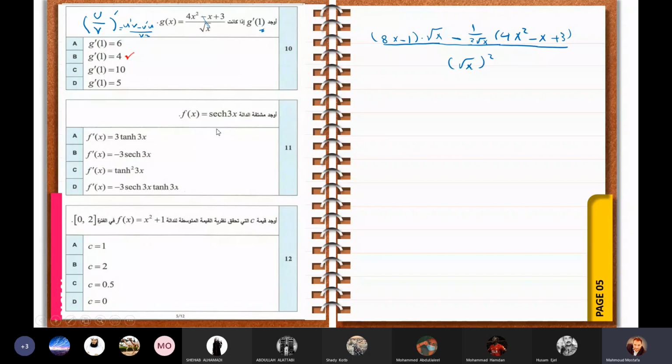Find the derivative of this one. This is deleted, not included. Find C, which proves the median rule.